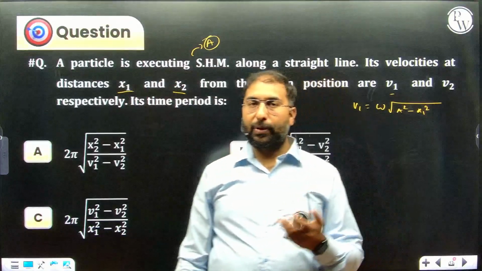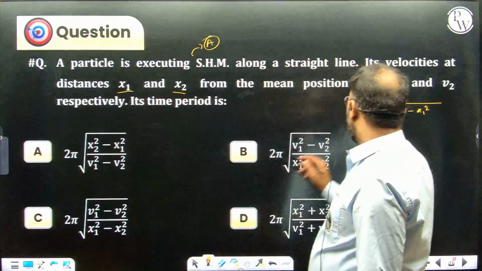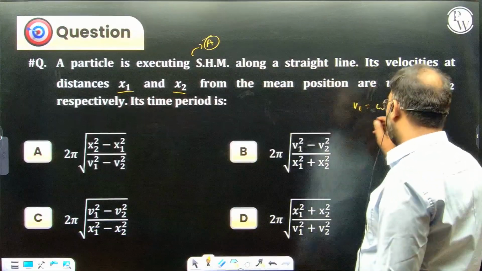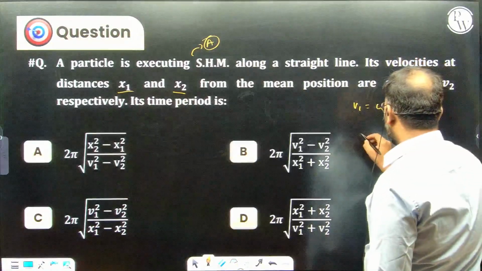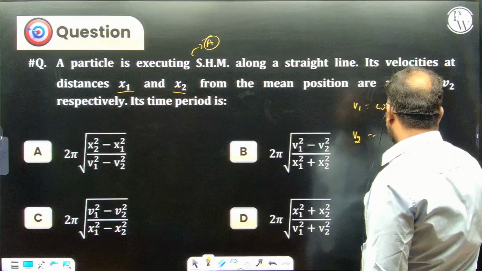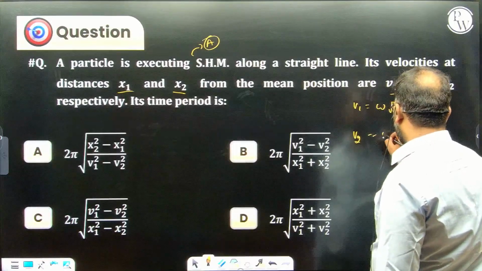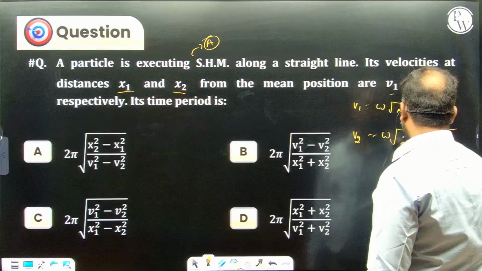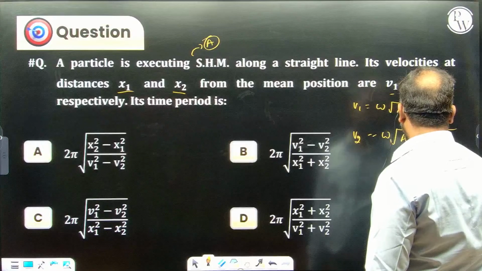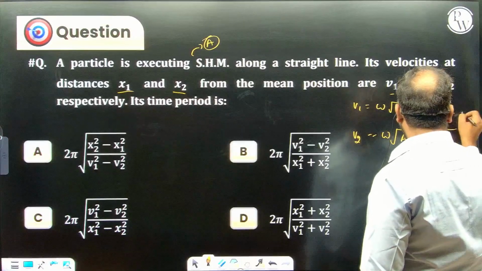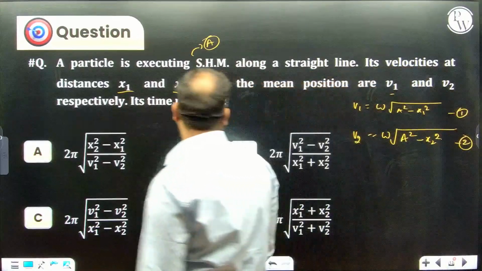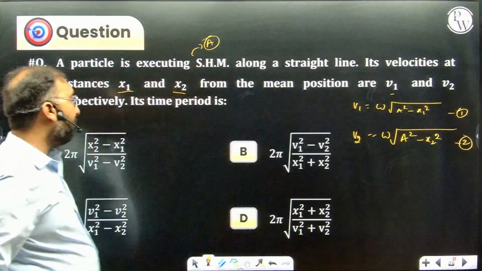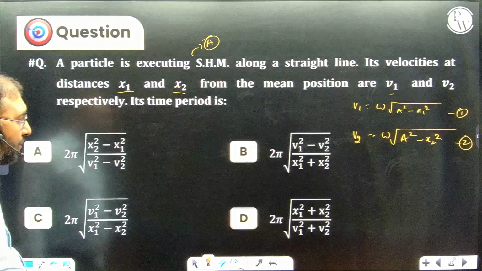So amplitude will be same in both the situations. So v1 is omega under root of a square minus x1 square. In the second situation, the velocity at the position x2 is given, and that is omega under root of amplitude, which remains the same, minus x2 square. So we have these two equations. Just solving these two equations, we can find out the time period in terms of v1, v2 and x1, x2.